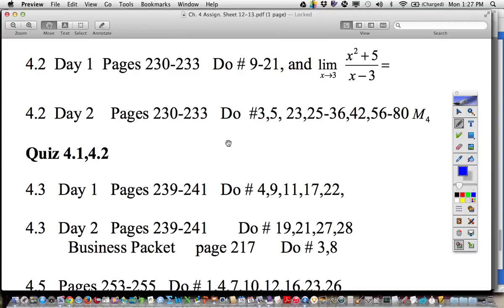But it's this line right here, 4.2, day 1. And I've got a few extras of the assignment sheet if you didn't pick one up on Thursday. I think that's when I handed them out. So 4.2, day 1, 9 through 21 is just some limit problems. And then do this limit problem right here also. Okay, it's just an extra one that I've added on.